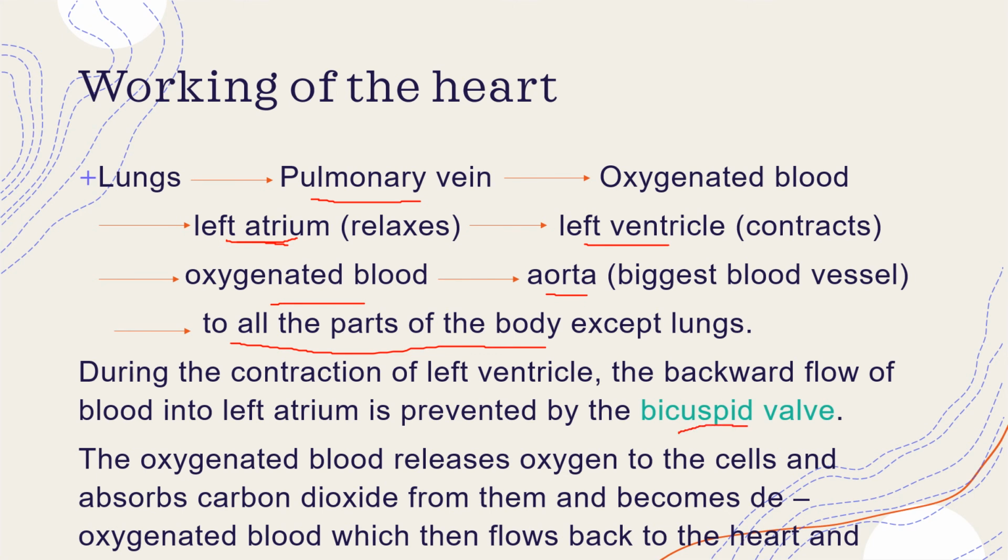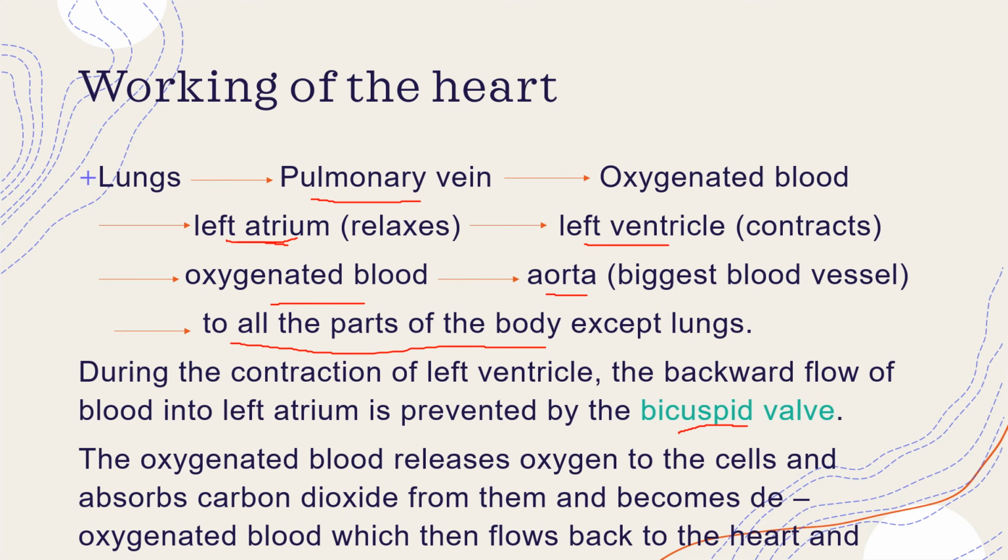Now the oxygenated blood releases oxygen to all the cells. When it has reached all the parts of the body, what happens? The oxygenated blood, that means the blood which has oxygen, releases all the oxygen to the cells and absorbs the carbon dioxide again from them. This is a different part, children, for which we need to see another video, wherein the exchange of gases takes place: when the cells absorb the oxygen, at the same time they give out carbon dioxide. And the deoxygenated blood then flows back to the heart.